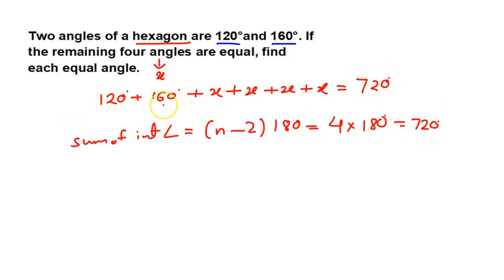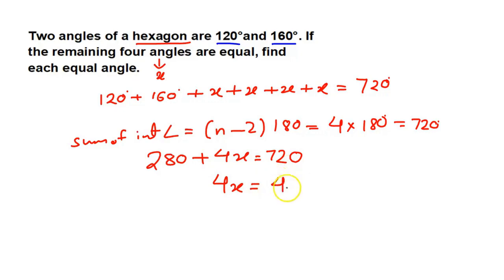Let's add the constants and the variable. So it should be 120 plus 160, that is 280, plus 4x equals 720. So we'll get the value of 4x. 4x equals 720 minus 280. So 4x is equal to 440 degrees. Now x is coming as 440 divided by 4. That is equal to 110 degrees. So this is the measure of the remaining 4 equal angles of this hexagon.